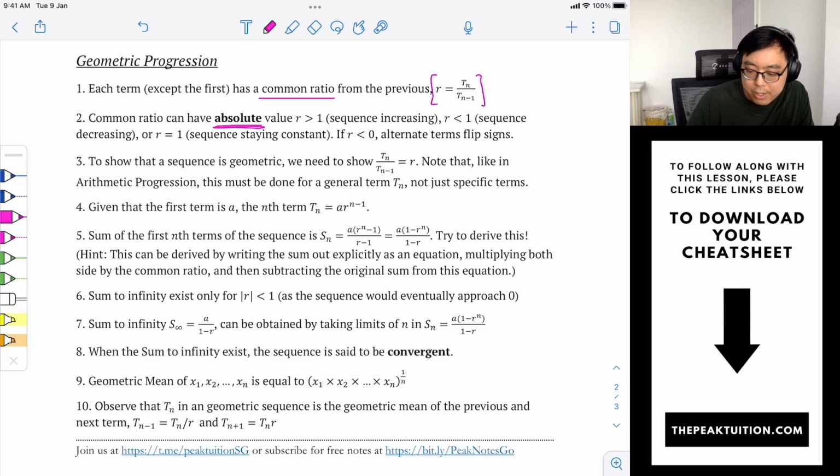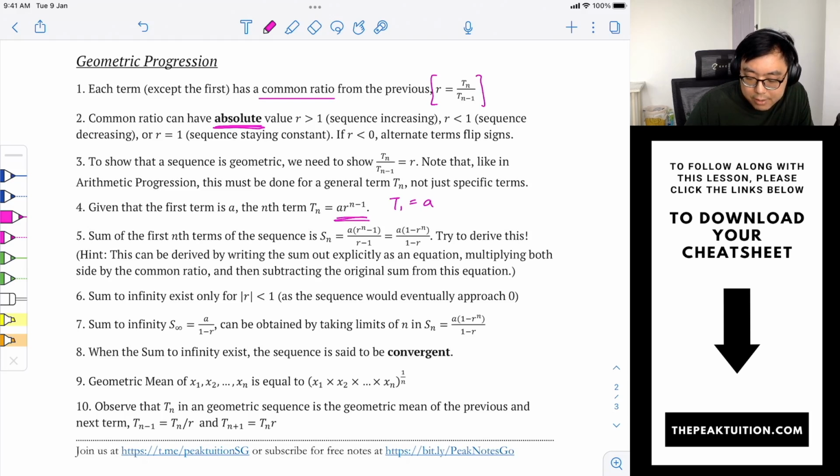To show that the sequence is geometric, we need to show that the ratio between a general term, Tn, divided by Tn minus 1 equals r. Again, like before, this should be done for a general term, algebraically, and not just specific numbers. Given that the first term is a, we can write that the nth term is a r to the n minus 1. Usually in this chapter there's quite a bit of confusion with all the minus ones, but just remember that the first term is just equal to a. There's no r. That's why every r will have a power of n minus 1.